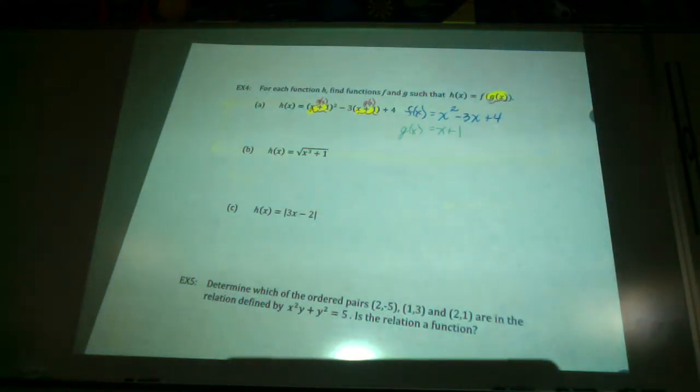And this is a skill we're going to use later on, tearing apart that composite into its separate parts. So that's all you have to do for that one. I want you to think about b. What do you think f of x is for b, so think on your own, and then what do you think g of x is? Look for something that's inside an overall something else.